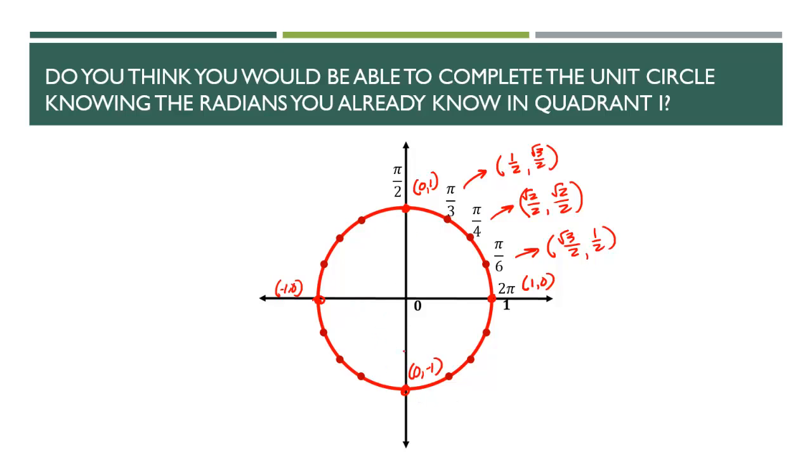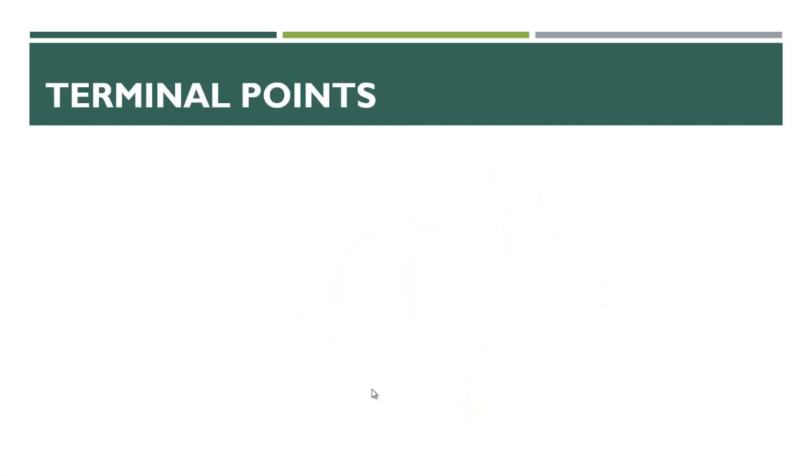Okay, so those are the points you know. We know the radian measures around there. We know that this is pi. Hopefully you know that this is 3 pi over 2. And then I'd like you guys to fill in the rest of these. So see what you can do, see what you can come up with. And now we'll move on to terminal points.